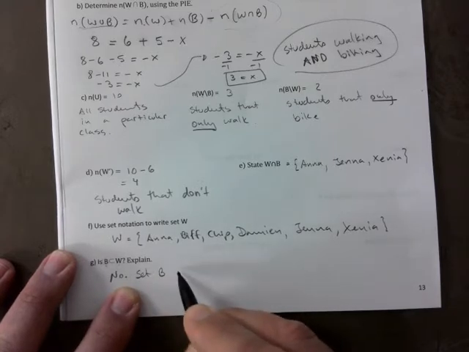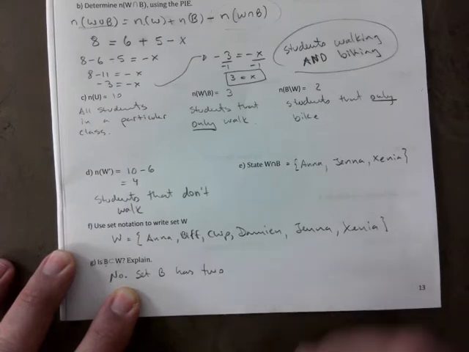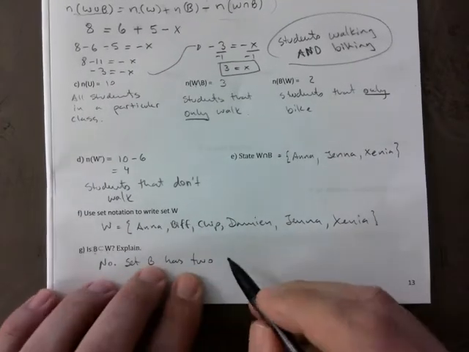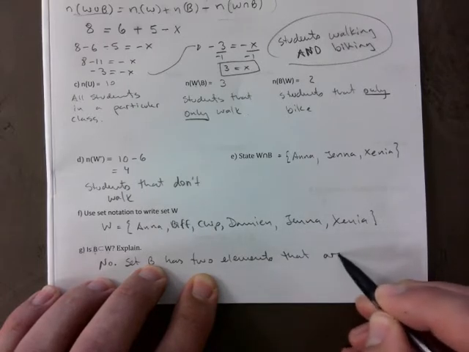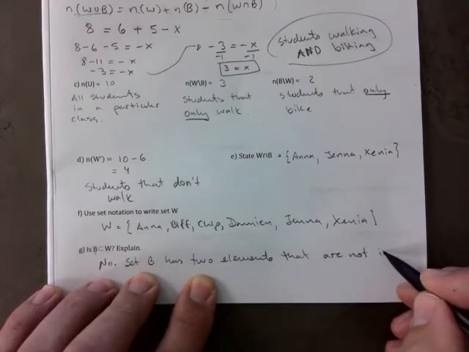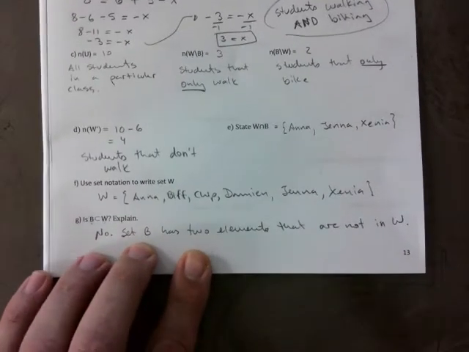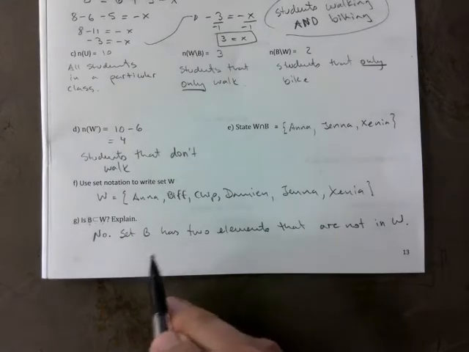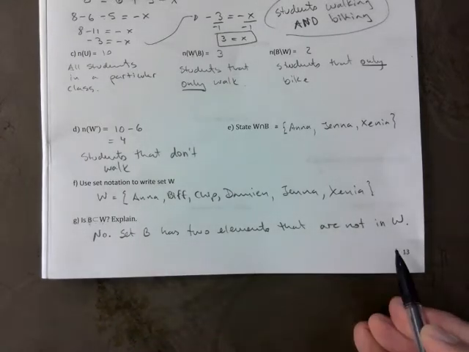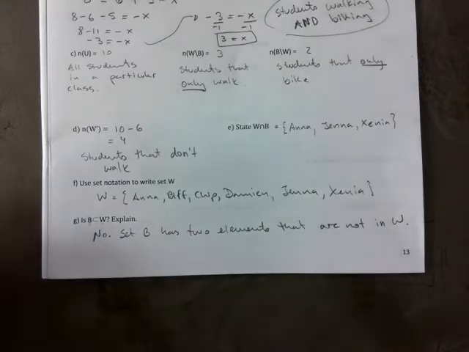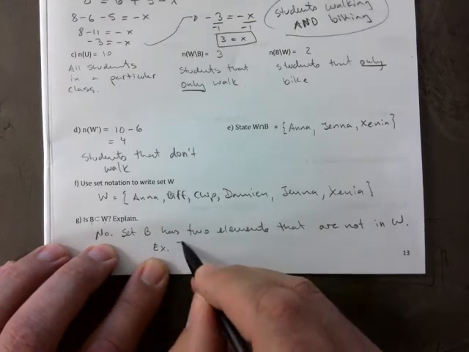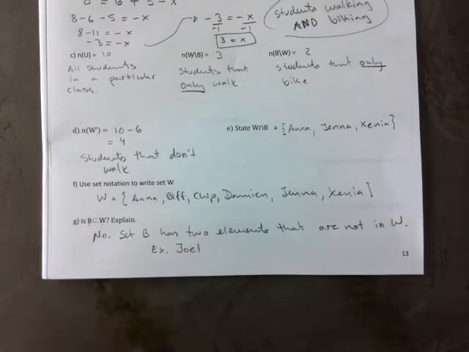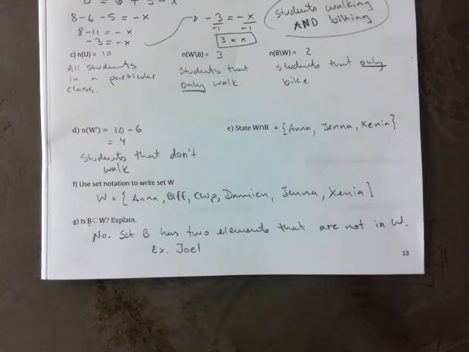Set B has two elements that are not in W, okay? The way you answer this can vary. Or you can also say not all elements in B are also in W. That's another way of saying the exact same thing, okay? I will say this example, Joel, right? That's one example. It's almost like you find one element that is not in the other, and basically case closed.